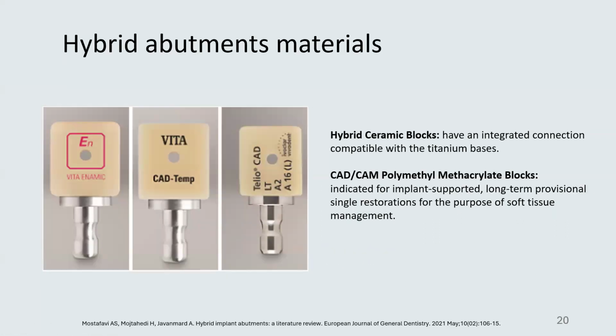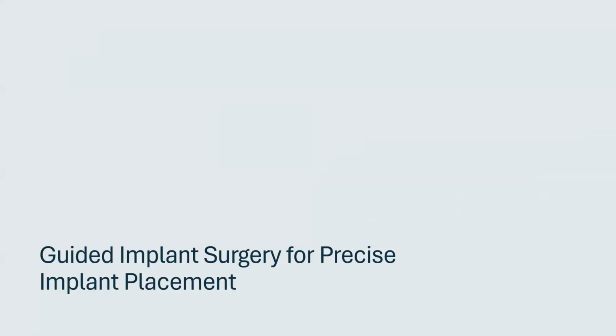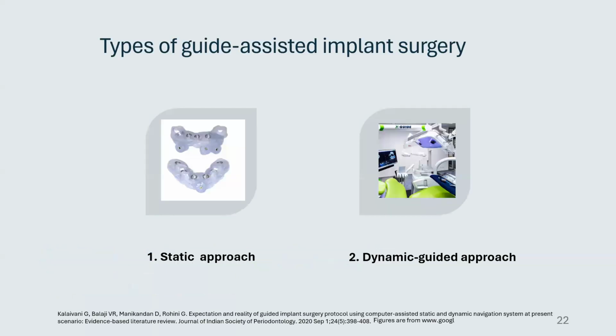Okay, now we are done with the mechanical part or the physical parts of the implant. Let's talk about virtual implant planning and guided implant surgery techniques. Okay, so in order to have guided implant surgery, we need a surgical guide, right? So the surgical guides can be fabricated using two techniques, or we have two broad categories for guided implant surgery. We have the static approach, and we have the dynamic guided approach.